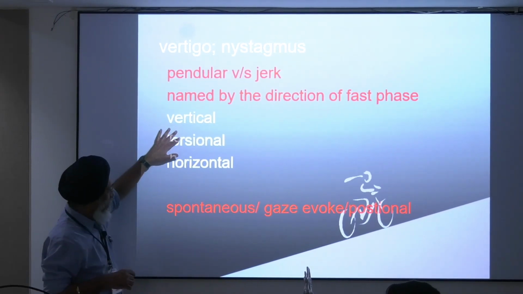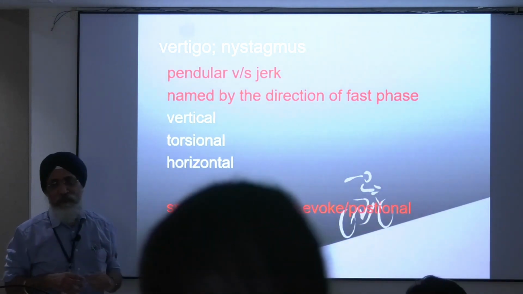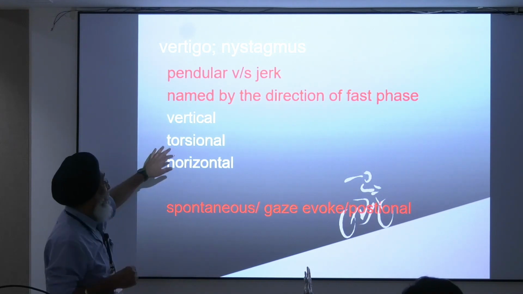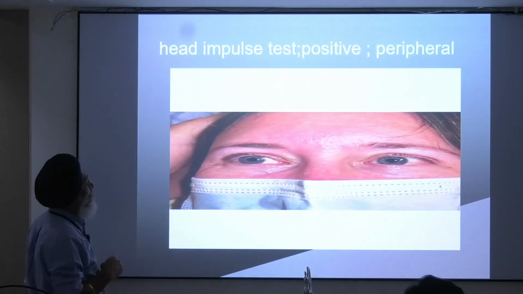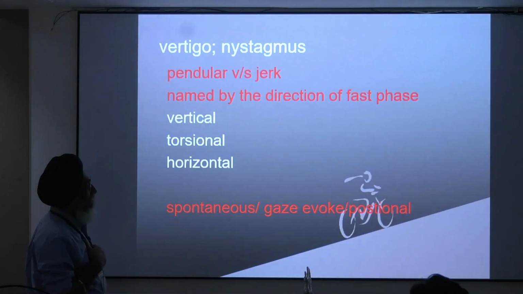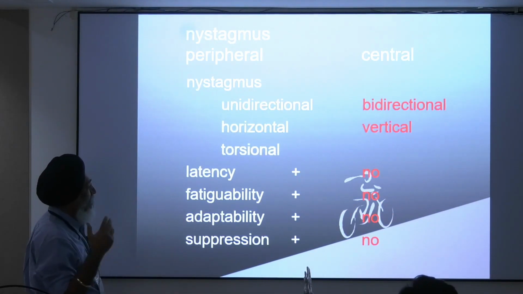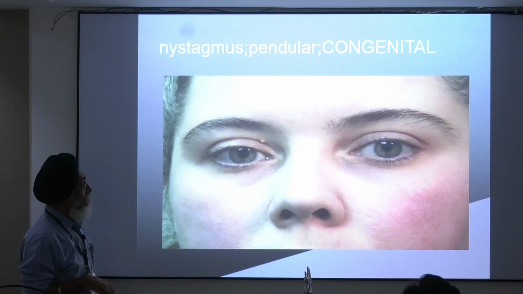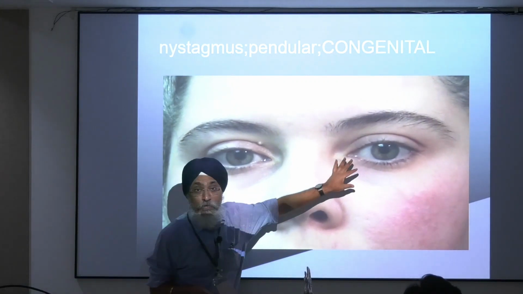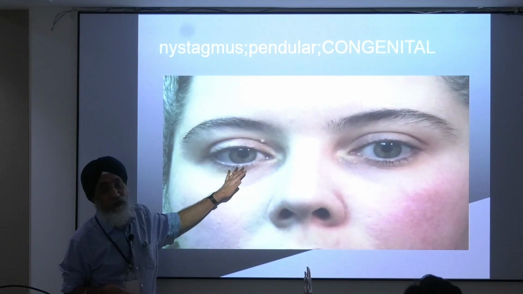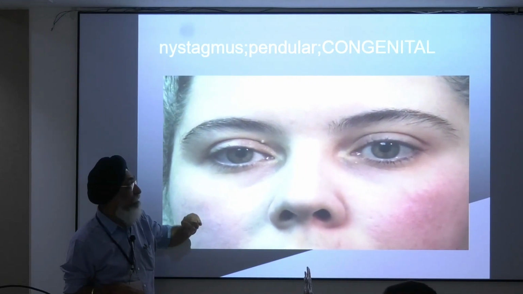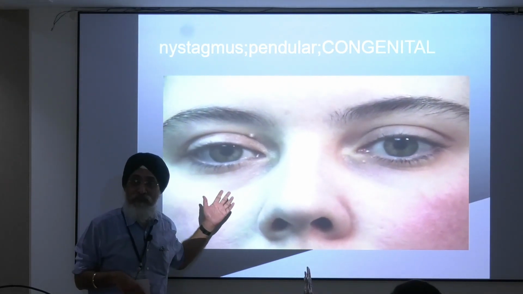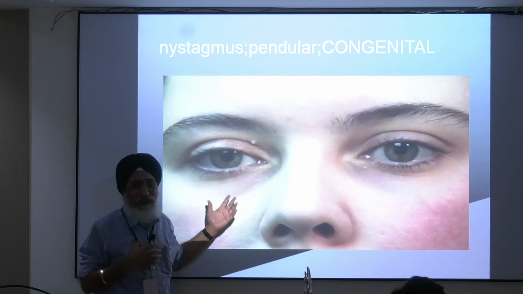So I will show you different kinds of nystagmus and then we'll come further back. These are bilaterally equal to and fro movements. These are pendular nystagmus. I hope it's clear. These are congenital or near birth, and we can't do anything about it. Fine. The next.